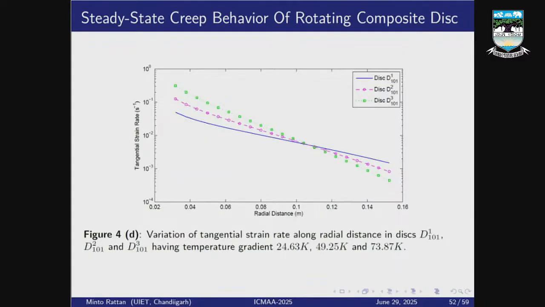And similar trends for tangential strain rates can be seen from the graph near the inner and outer radii for the effect of different linear thermal gradients. The tangential strain rates decrease with the decrease in thermal gradient in disks D1, D2 and D3, as seen in figure 4d. However, at the inner radius, disk D3 shows the highest tangential strain rate, and at the outer radius, the tangential strain rate is highest for disk 1. Thus, the tangential strain rate is highest for disk 3 at the inner radius and lowest for the same disk at the outer radius.